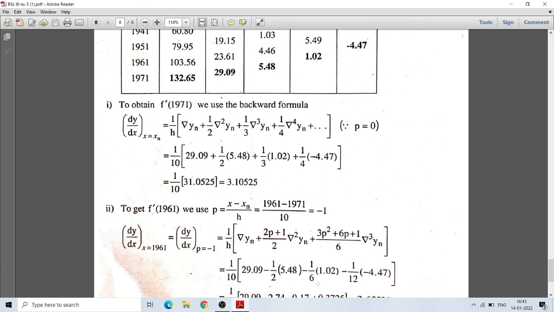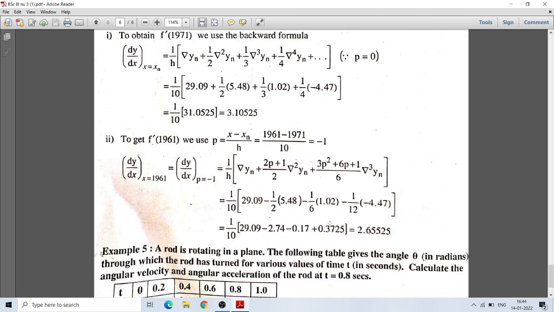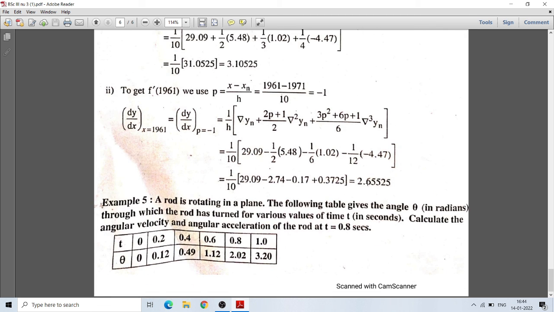Then we get −1/6 times 1.02, that is −1.6 ... 1.02. Next, −1/12 times −4.47. Simplifying again, you will get the value 2.6552. Now we have given an example of the backward interpolation formula for the higher derivative, the single derivative and the second derivative. Now try to solve this one.